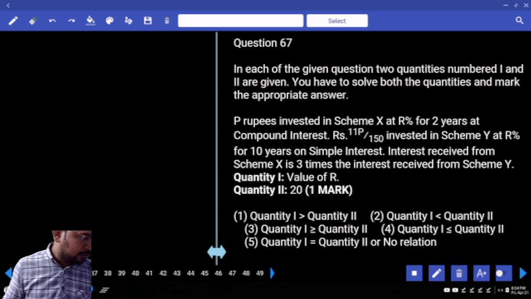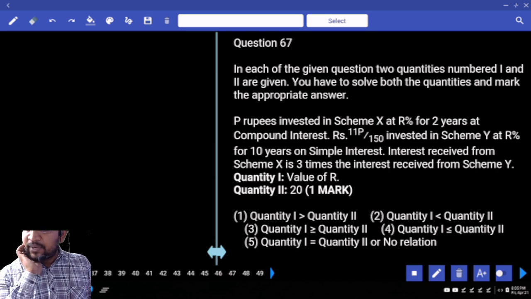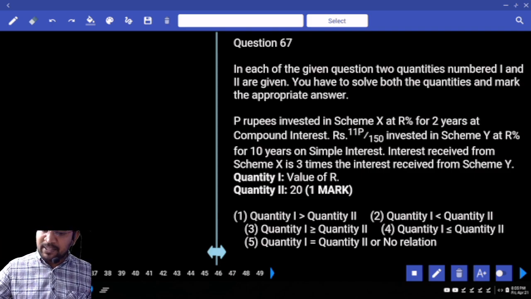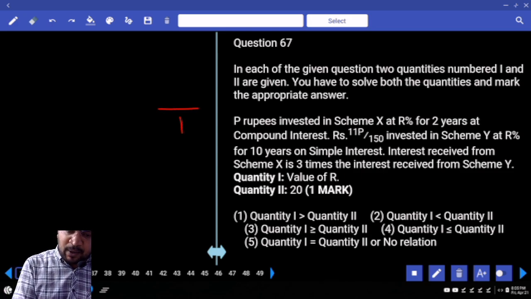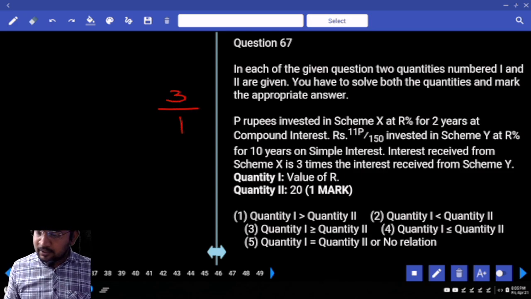Question number 67. P rupees invested in scheme X at R% for 2 years at compound interest. 11P by 150 rupees invested in scheme Y at R% per annum for 10 years at simple interest. Interest received from scheme X is 3 times the interest received from scheme Y. So scheme Y interest is 1 part, scheme X interest is 3 parts.